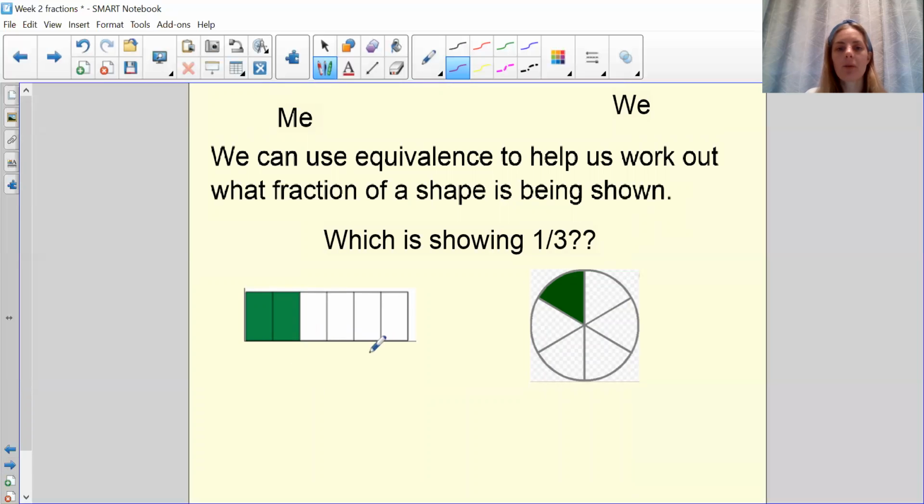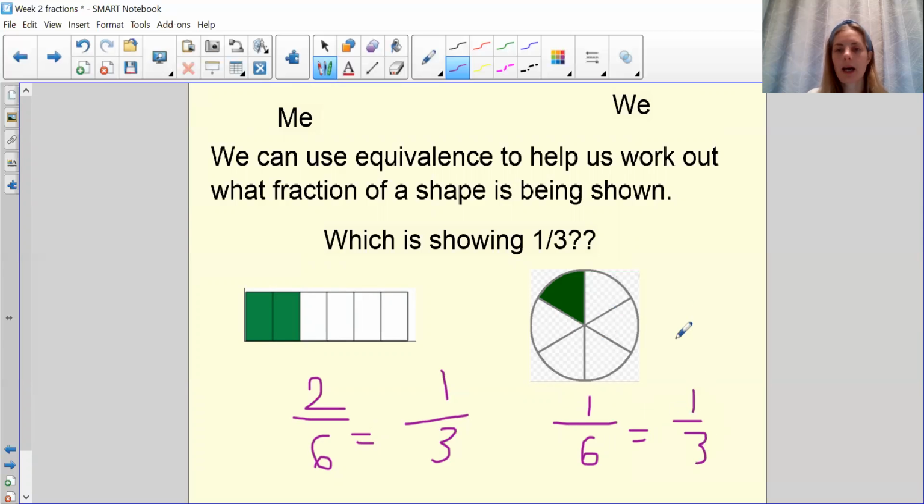Right, let's have a look. Which one of these is showing a third? Okay, so first of all, I'm going to go and write the fraction. So I have 2 parts that have been shaded out of 1, 2, 3, 4, 5, 6. I'm going to put my equals to. And then I have 1 part shaded out of 1, 2, 3, 4, 5, 6. Now, I want to make them into a third. So I'm going to write a third there. I want to know which one is showing a third.